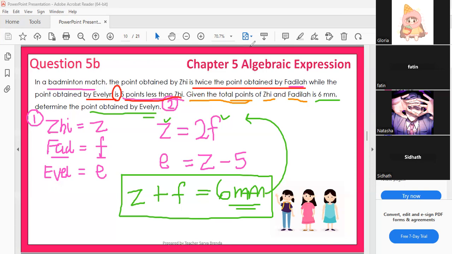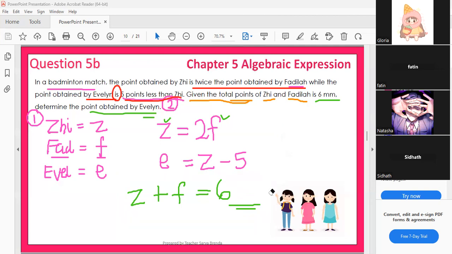You can actually guess, okay? Sometimes guessing works. But if you cannot guess, then what are you going to do? You've got to solve it. Yes or not? So let's see how to solve it, okay?